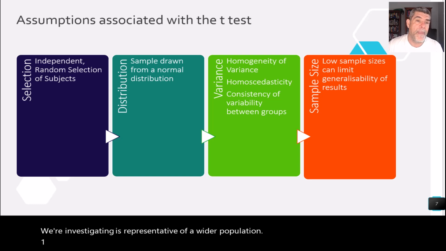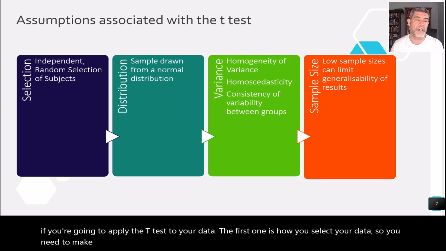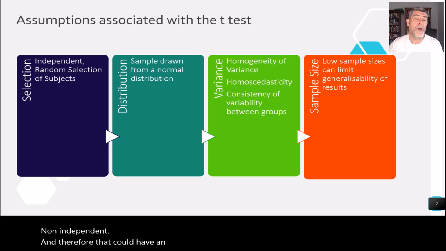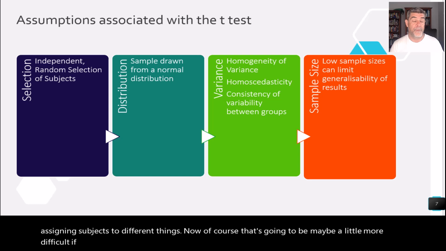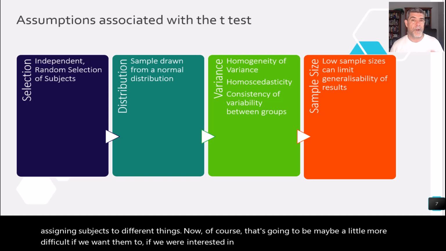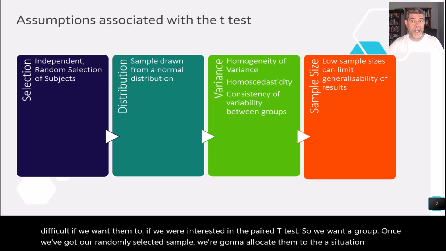One other quick word about the t-test. There are a couple of assumptions that you need to be aware of if you're going to apply the t-test to your data. The first one is how you select your data. You need to make sure that the selection of data is independent. We also want to make sure that we are randomly assigning subjects to different things. Of course, that's going to be a little more difficult if we were interested in a paired t-test. So once we've got our randomly selected sample, we're going to allocate them to the A situation, and then the B situation, and we are going to keep them the same.